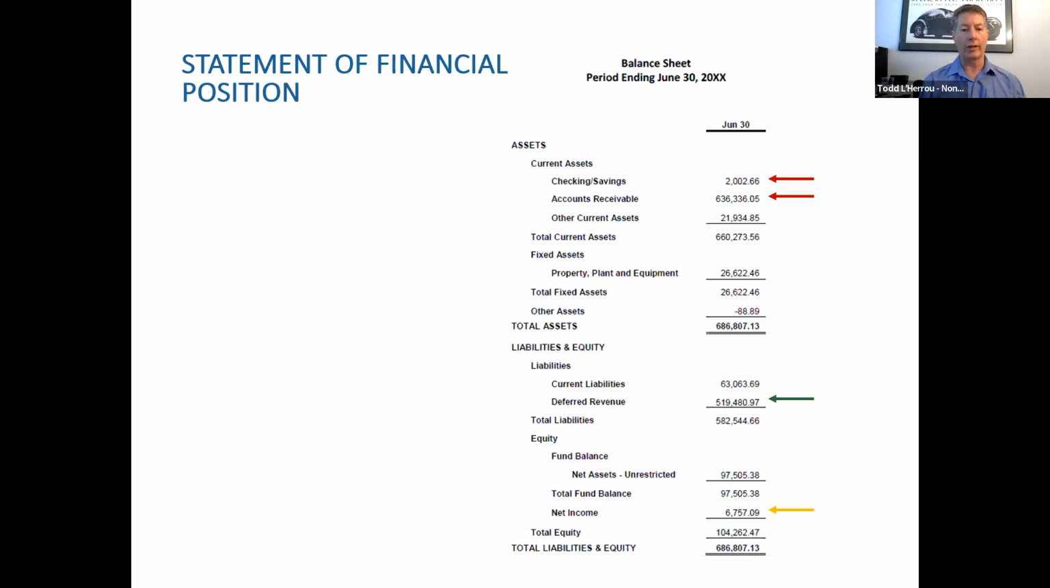And then down at the very bottom of this, we see that there is a net income amount. So this organization is saying that over the last period, from whenever their last fiscal year end was until the current end of the period, June 30th, they've netted $6,757 and change. So that has increased their net assets, sometimes called total equity, down here at the bottom of the sheet.